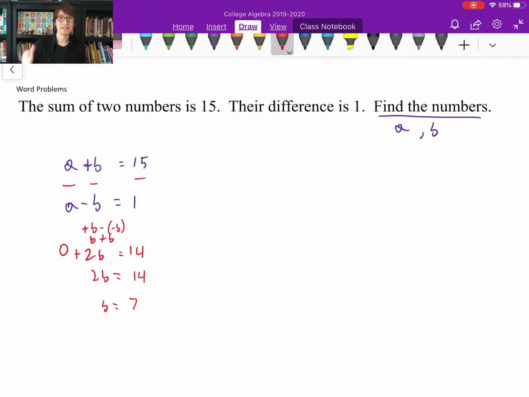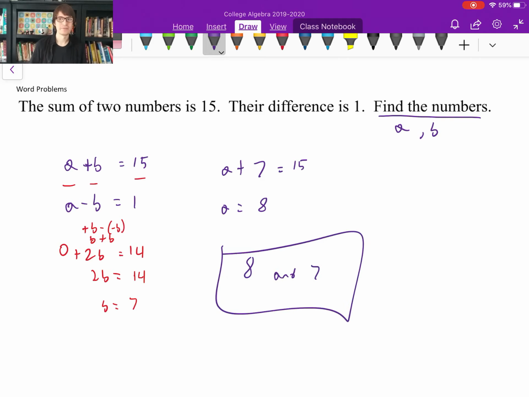Now that we have B is 7, we can just plug that into one of the equations and figure out what the other number is. So we'll use maybe the first equation. We'll say that A plus 7 equals 15. Subtract 7 from both sides, you get A equals 8. So A equals 8, B equals 7. So the numbers are 8 and 7. So 8 and 7 are our answers for that problem.